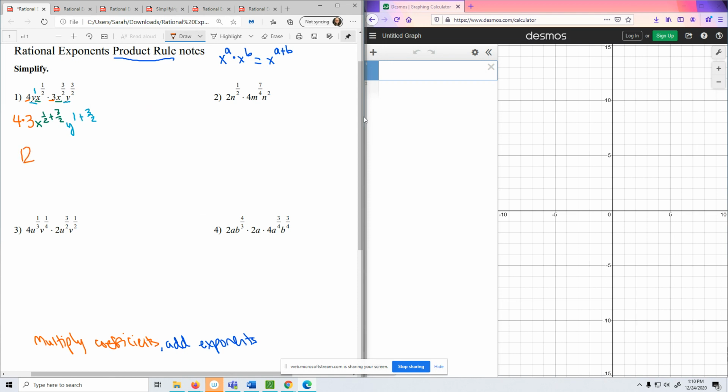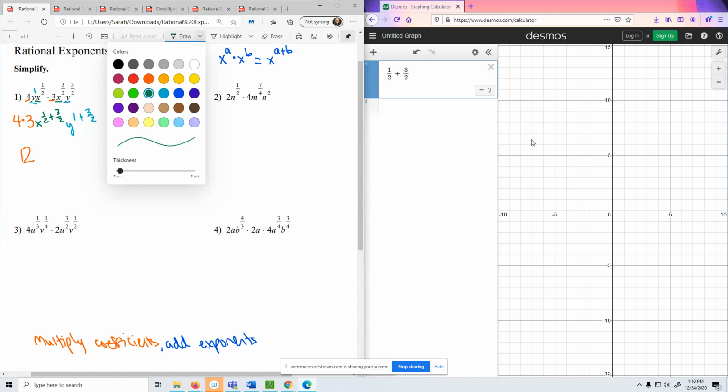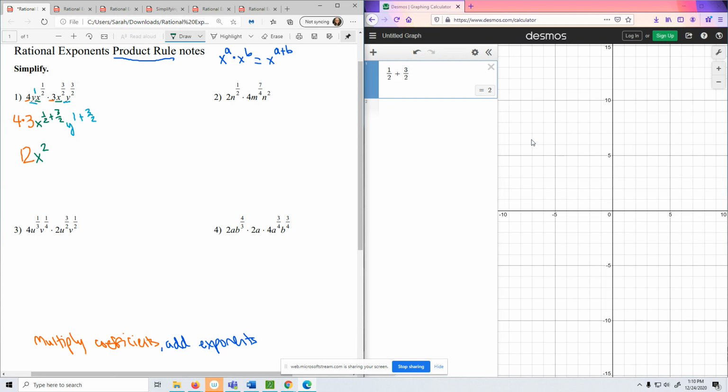And then the other things, I will show you how to use Desmos as a calculator. You can use a regular calculator too, that's fine, but Desmos is what you've got on your iPad, so I recommend that one. To add these together in Desmos, 1/2 plus 3/2, I need to do 1 divided by 2 to get my fraction, arrow over, plus sign, and then 3 divided by 2. And I get just 2. So that means my x exponent simplifies into x to the 2, or x squared.